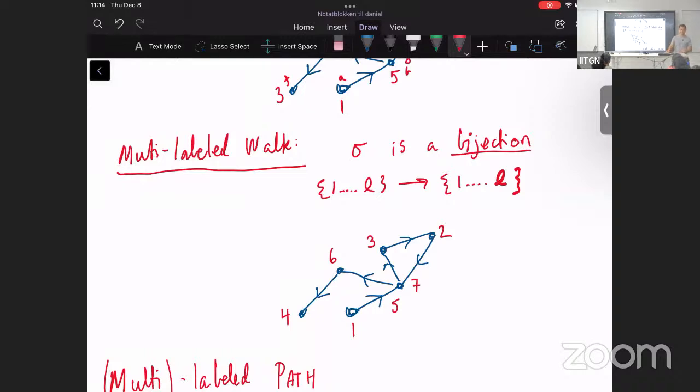So a multi-labeled walk is a labeled walk where the labeling function is a bijection, and it's a bijection from the steps of the walk to however many vertices the walk uses with multiplicities.